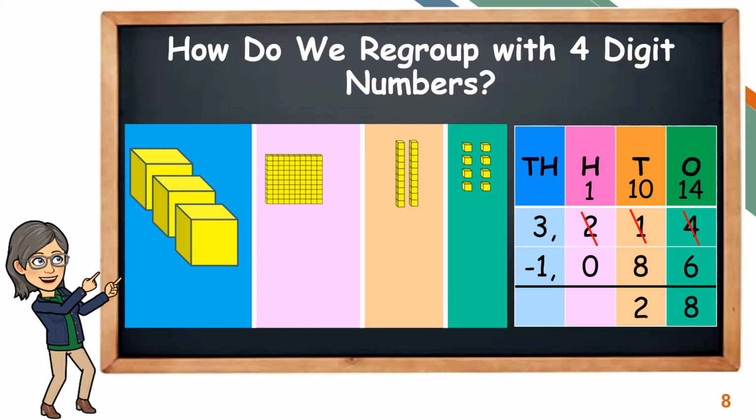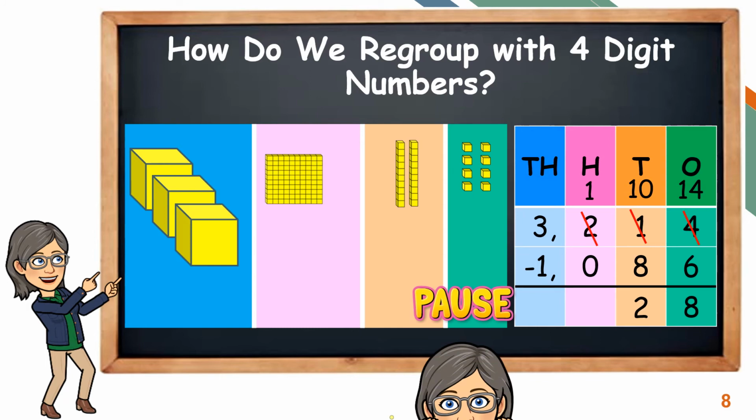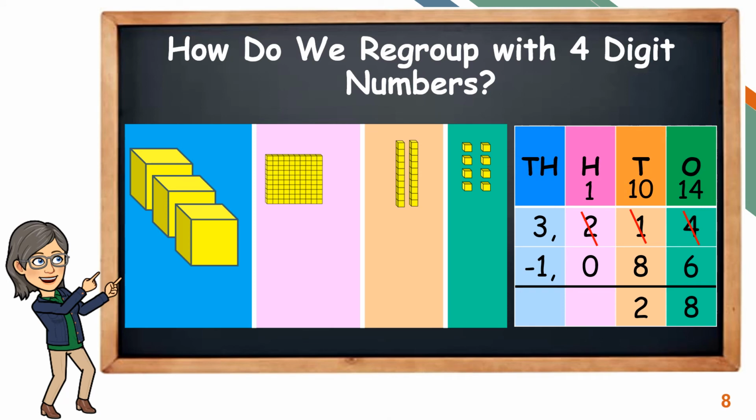Do we have enough hundreds to subtract 0 hundreds from 100 in this problem? Pause the video to think about this question. Yes, we do. No regrouping needed for the hundreds place. So we take 0 hundredths blocks away from our model. We also record a 1 in the hundredths place in our answer, because 100 minus 0 hundredths equals 100.